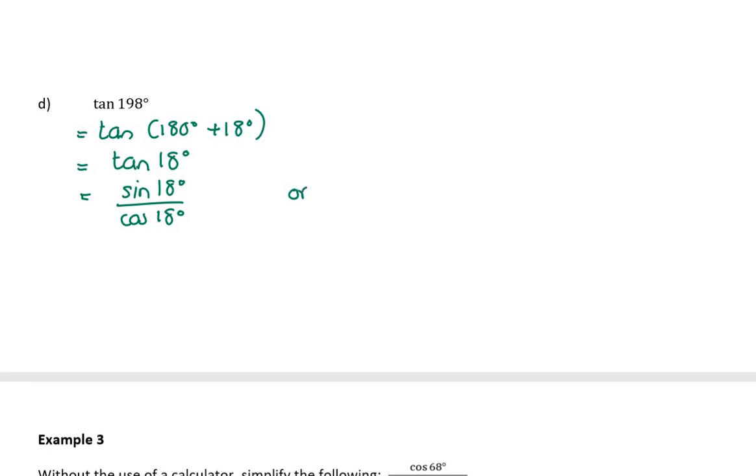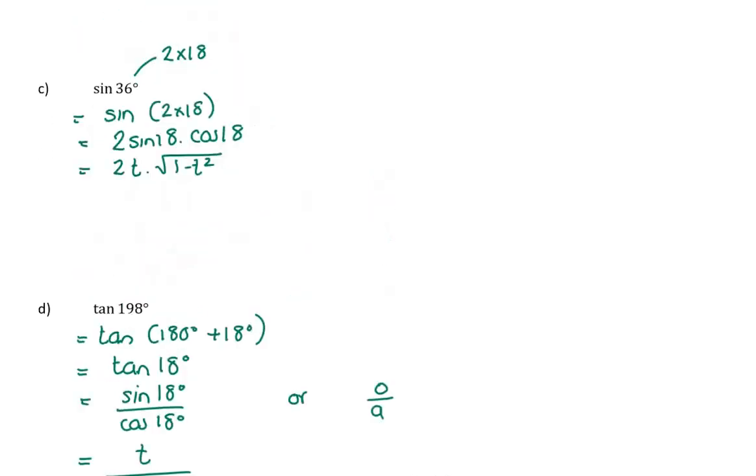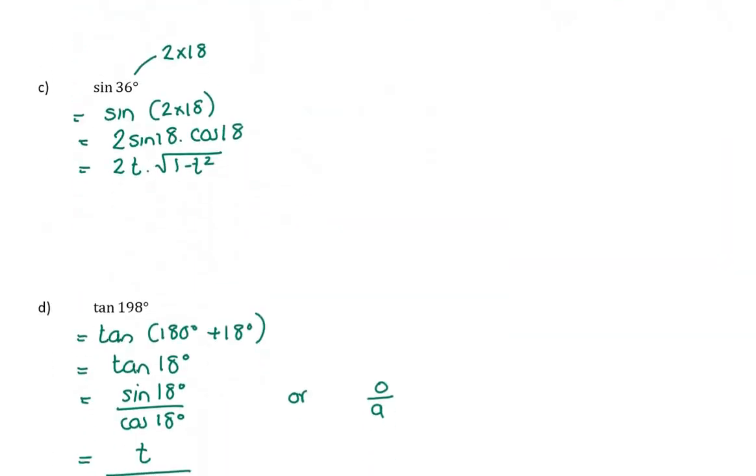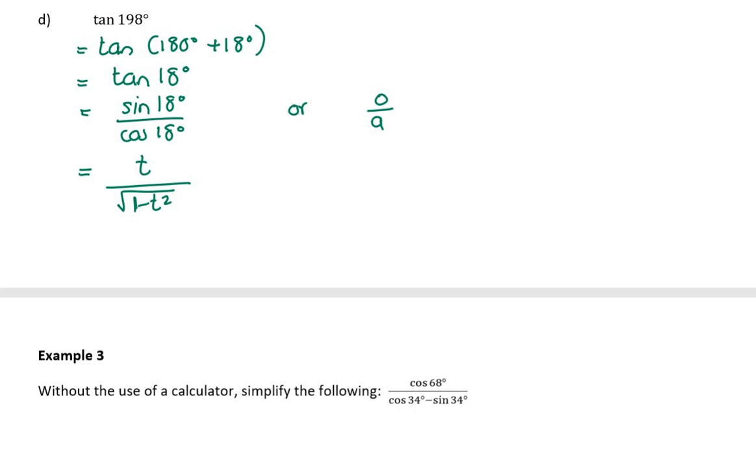And so I could say, or I could say it's opposite over adjacent. And both of these times, sine 18 is t, and cos 18 is root 1 minus t squared. But if you go to your triangle, opposite is t. If I go up here, opposite is t, and adjacent is root 1 minus t squared. So I could actually use my triangle or the definition of tan there.